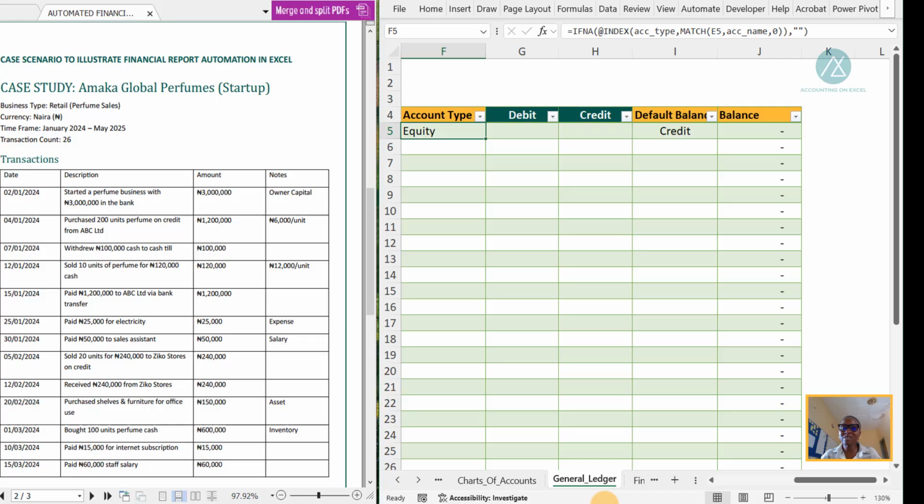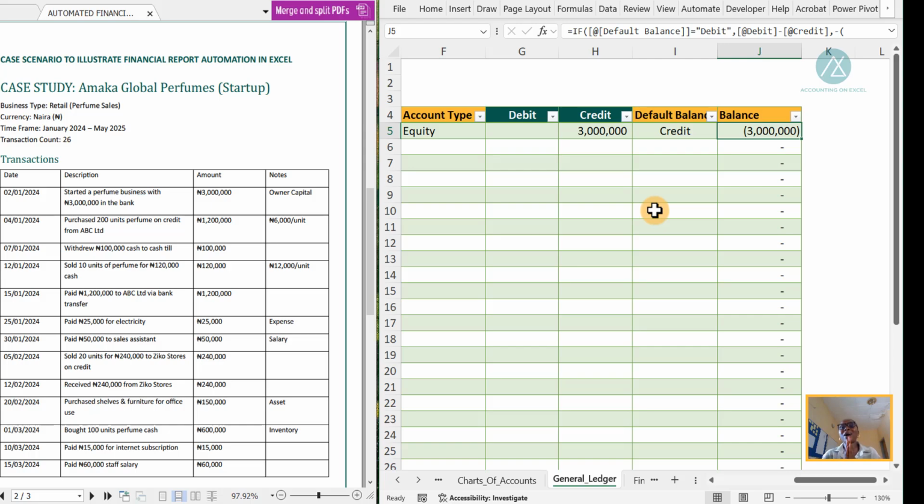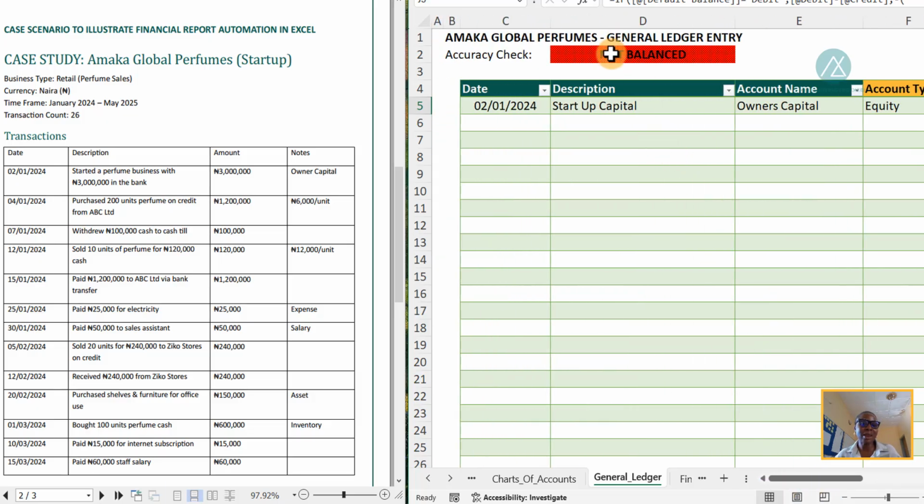So mind you, for startup capital, it is a credit balance. You see, the default is a credit balance. And we are starting with 3 million, so 3 million goes to the credit side. All right. So I'm done with the first leg of this transaction. Our accounting principle says for every credit, there is a debit. This is just an accounting term, jargon, so to say. For every debit, there is a credit. Now, because we have not done the debit entry, it's not balanced. So we have to do the second entry. Then you are done with this number one transaction.